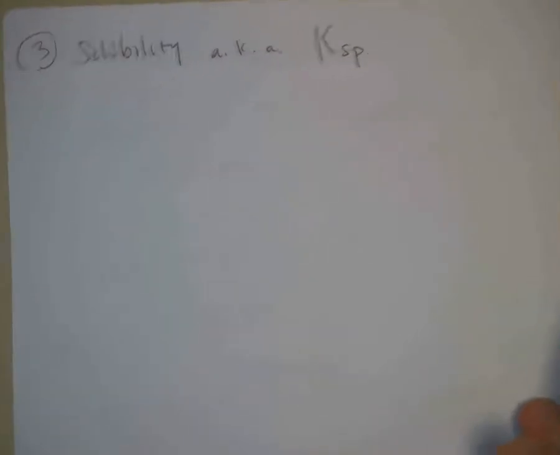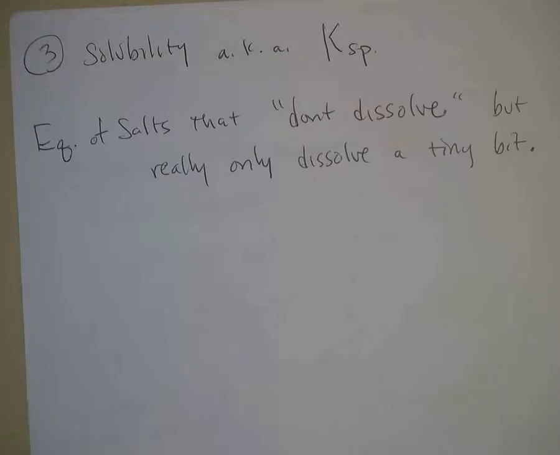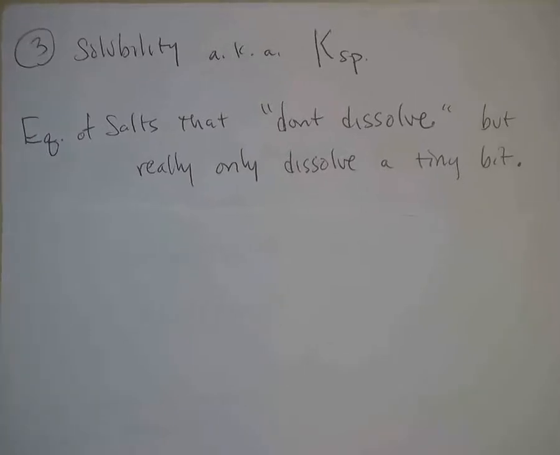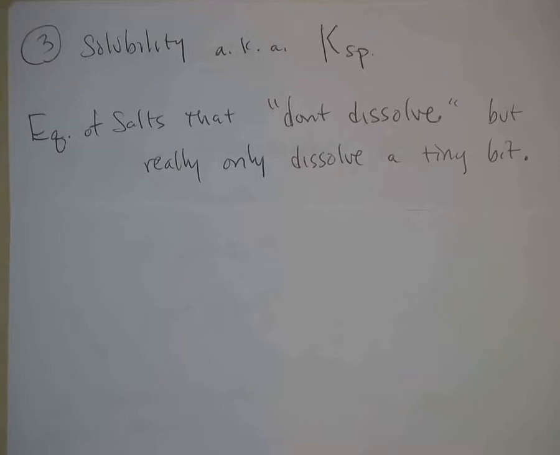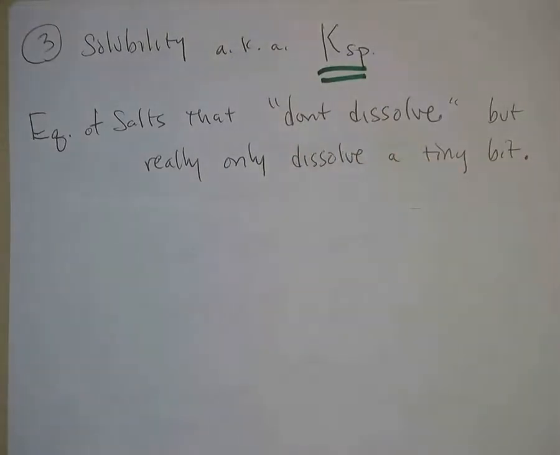The third part of Chapter 17 is solubility equilibria, also known as KSP. Solubility equilibria is the equilibrium of salts that don't technically dissolve. We memorized some solubility rules earlier this year and last year. Those solubility rules tell you which things really do dissolve a lot. Everything else has a KSP because it only dissolves a tiny bit. And this tiny bit is told to us by the solubility equilibria.